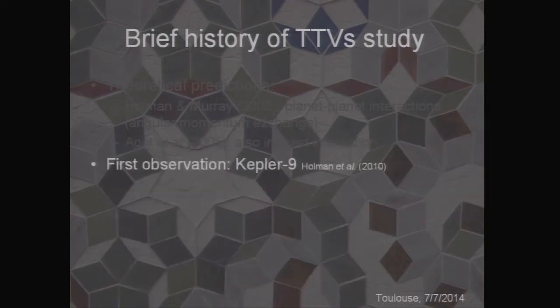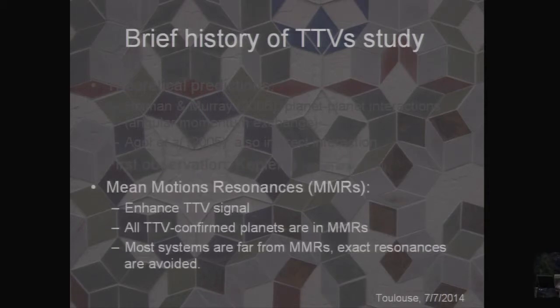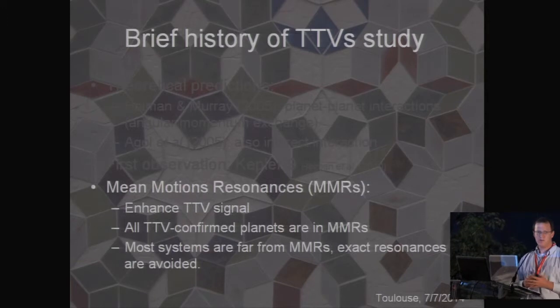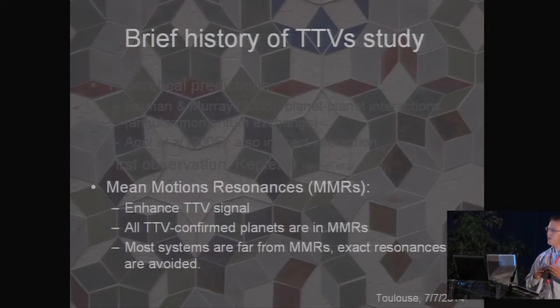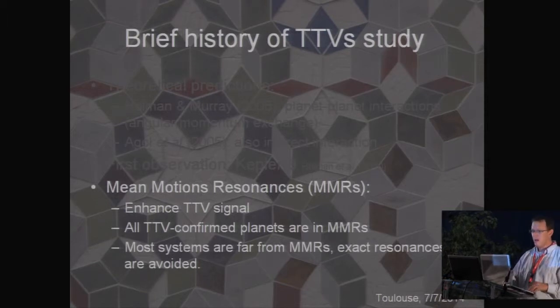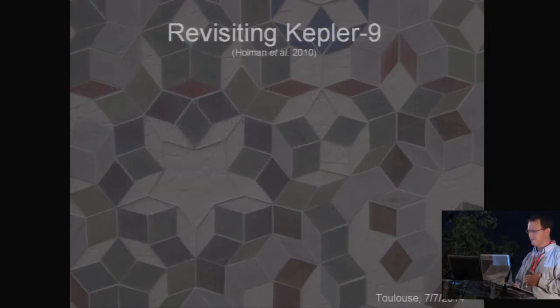TTVs were first observed in the Kepler 9 system, which is very important, but we'll talk about it in detail later. The important concept to understand is mean motion resonance, which is when the period ratio between the two planets is close to the ratio of two small integers. This enhances the TTV signals. Therefore, all known TTV-bearing planets are near mean motion resonances, although they are just a small fraction of the multiple systems in general. Most systems are far from mean motion resonances.